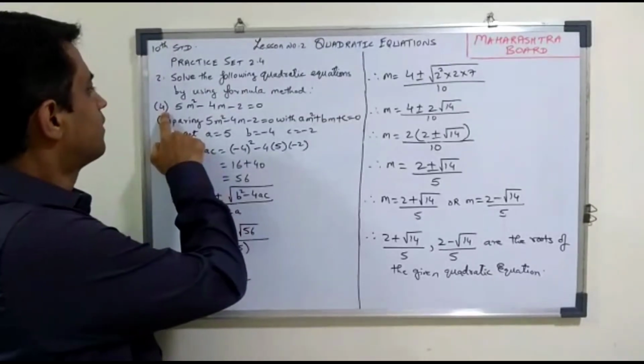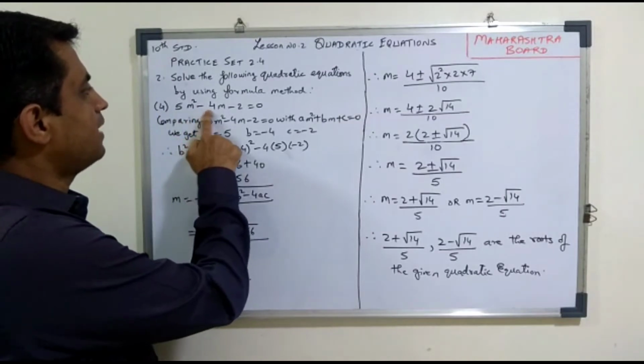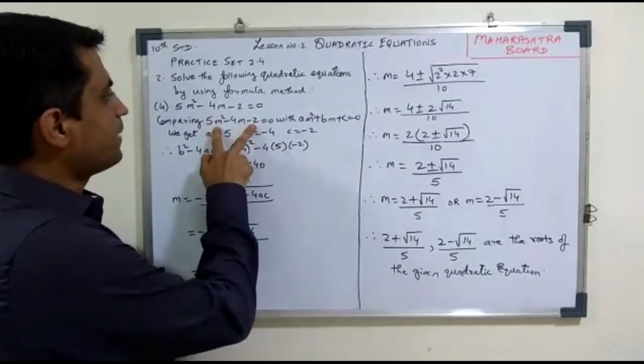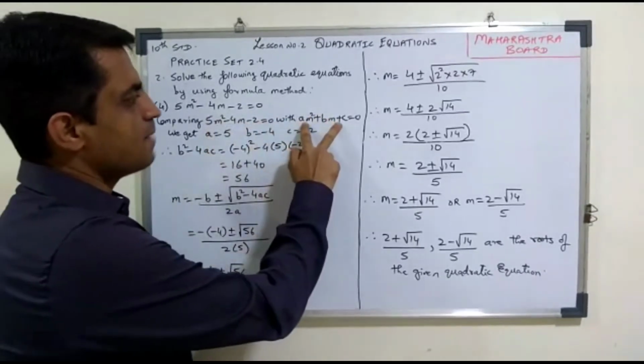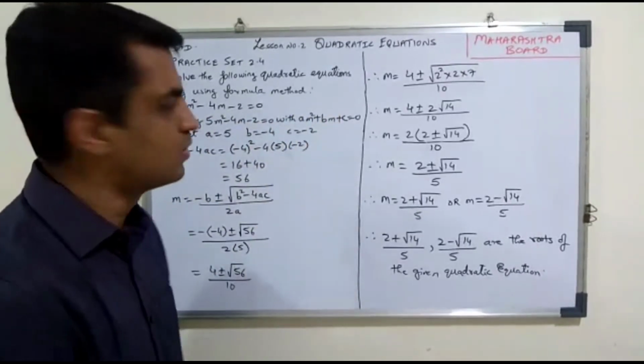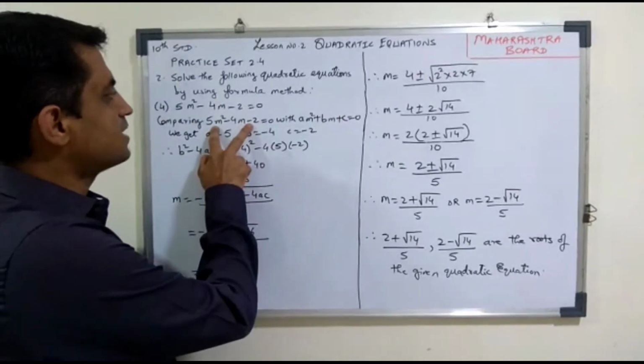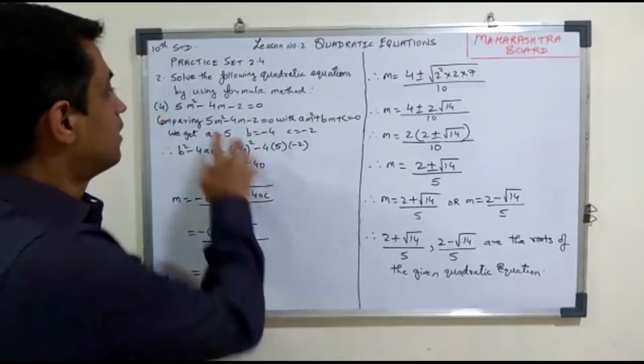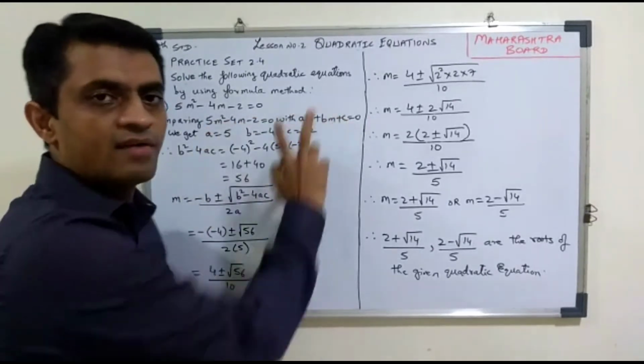Fourth sum, 5m square minus 4m minus 2 is equal to 0. Now we'll compare this again with am square plus bm plus c is equal to 0. Since the equation is in m form, we'll compare with this m form. If it is in x form, then you write with x form.